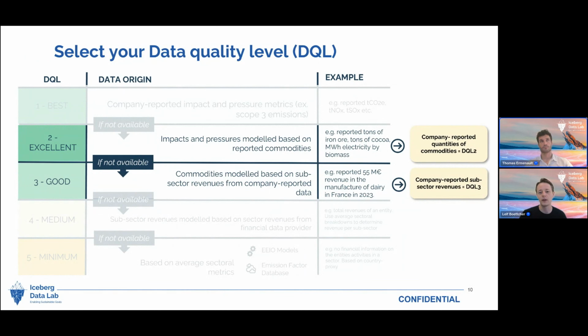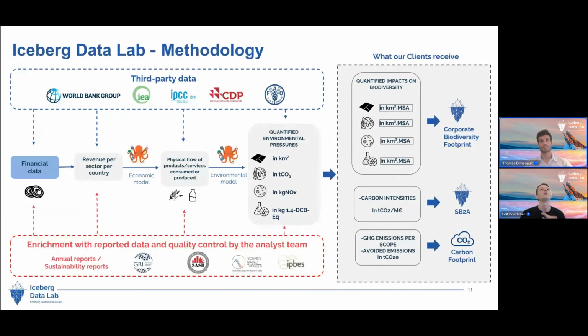Based on this, we will infer with the economic model that we built what the impacts are. To make clear why we have this system, on the next slide we're going to see the overall approach that Iceberg Data Lab has. So on the very left, you see the financial data. That's not crucial to the model. It's more to calculate these intensities that I talked about, so we can know the impact per sales or the impact per revenue.